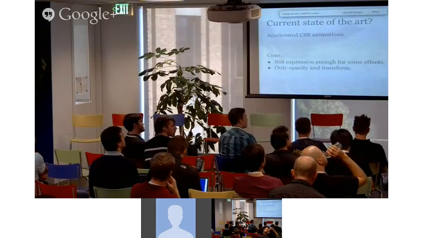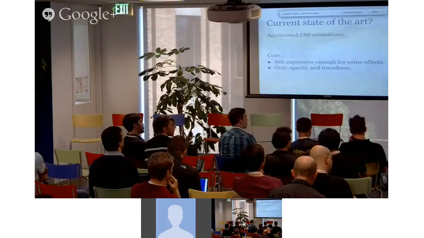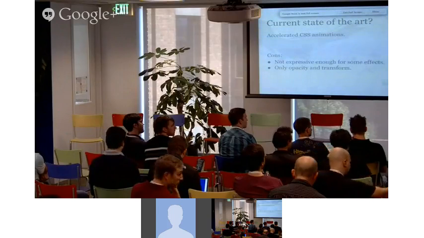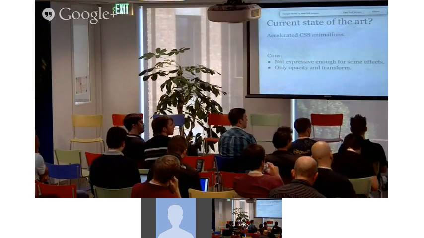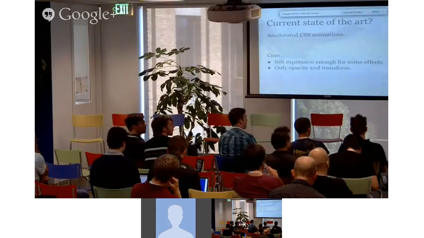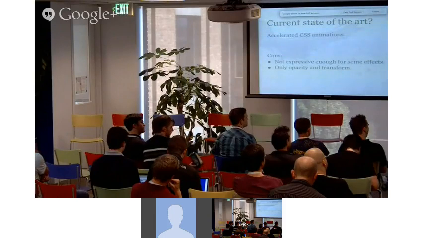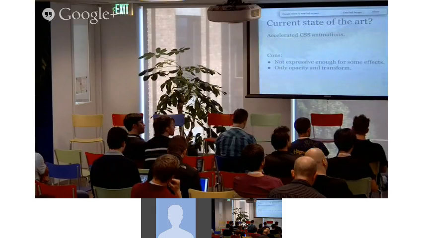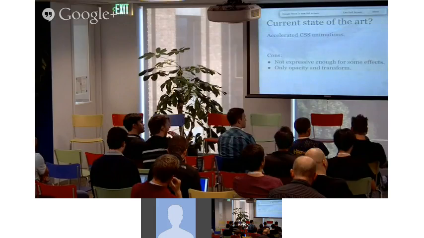But there are some effects that are tricky to author in this way. If you have a physics-based effect or some procedural animation, it's tricky to author this way. If you want to do, for example, parallax scrolling, that's a little bit tricky to set up. So there are some effects that are just not amenable to being expressed in CSS animations.